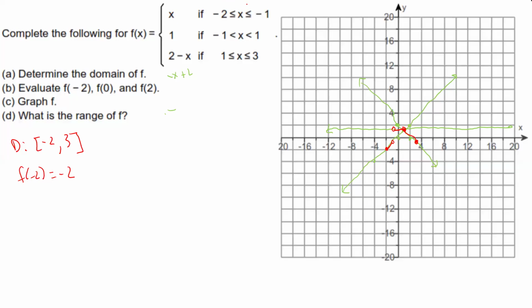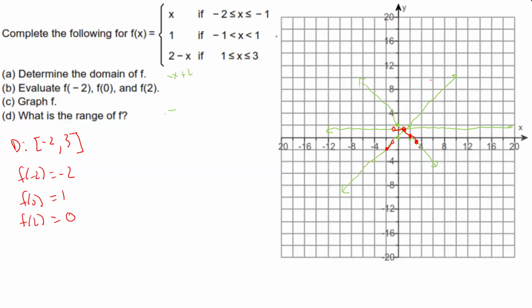F of 0. Well, that's going to be on this one, and that should be a 1. Okay, so f of 0 should be 1. Well, where is 0? It's at 1. That's good. And then the last one, f of 2. Well, 2 should be in this one, so that should be a 0, and that's about right where that is, at about a 0. Okay, now what is the range?